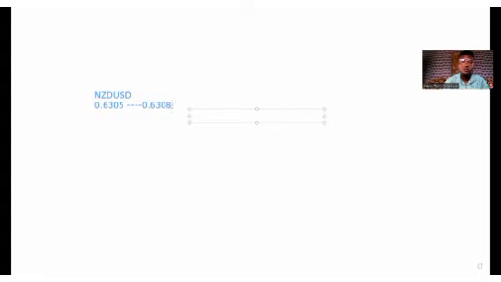So we have a 3 pips increase on this. 3 pips increase. We have 3 pips increase here.